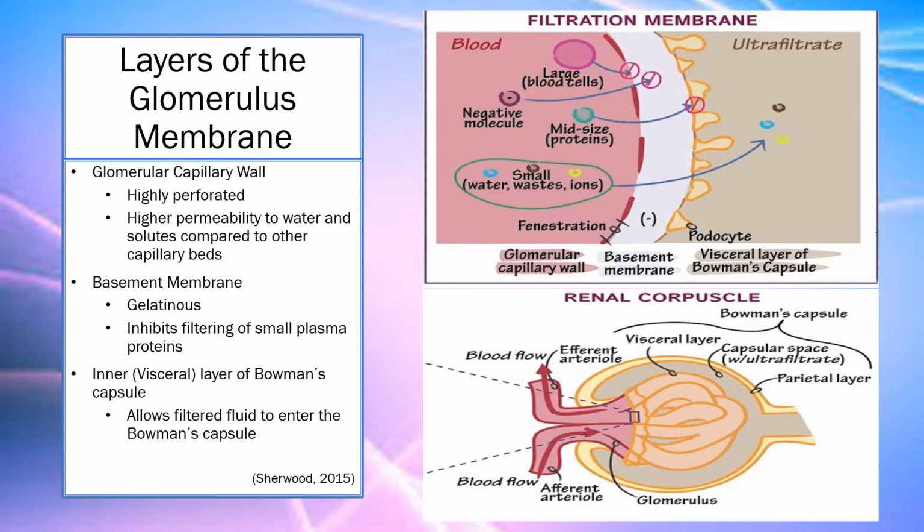Small spaces are formed in between the secondary foot processes that allow fluid that is leaving the capillaries of the glomerulus to enter the Bowman's capsule. These narrow slits are called filtration slits. To be filtered, fluid must pass through each of these layers.